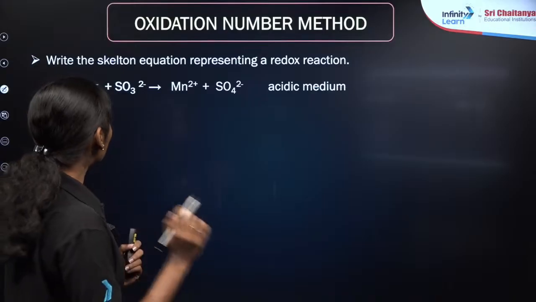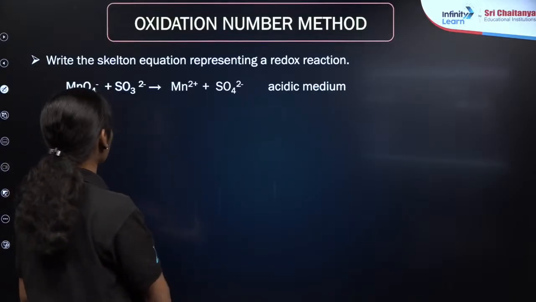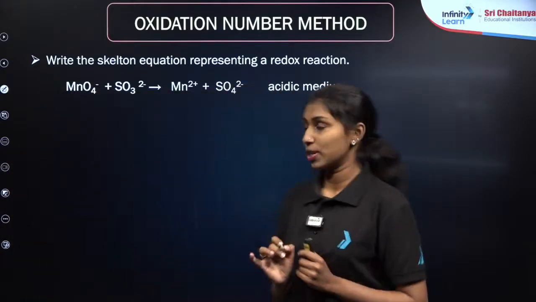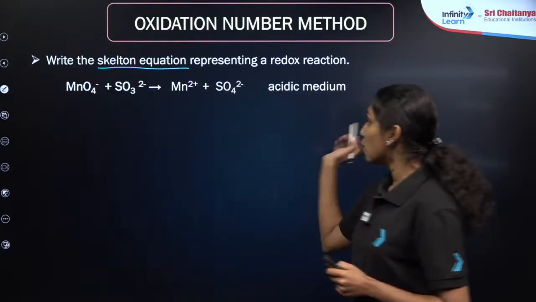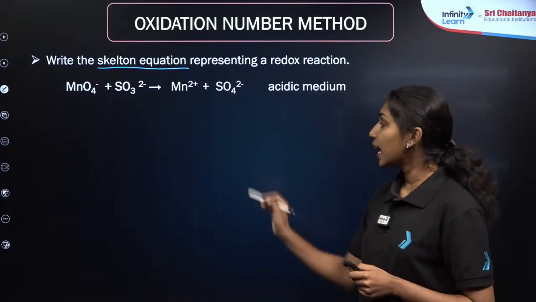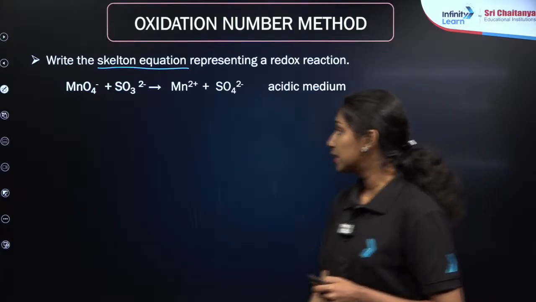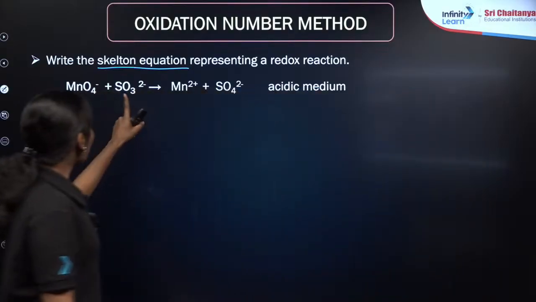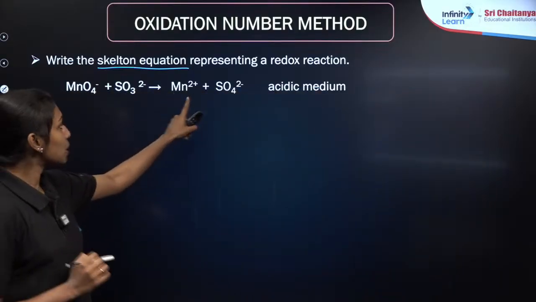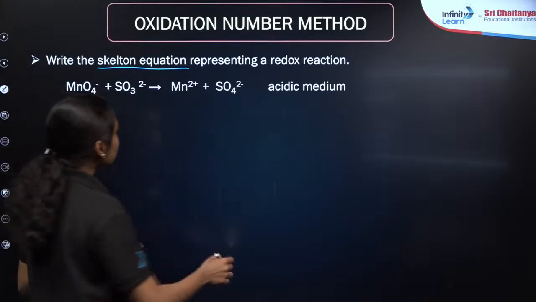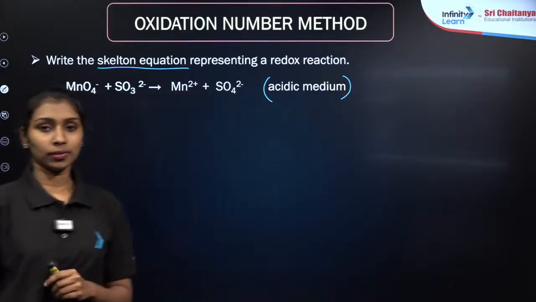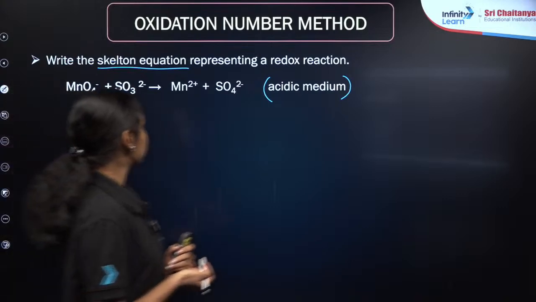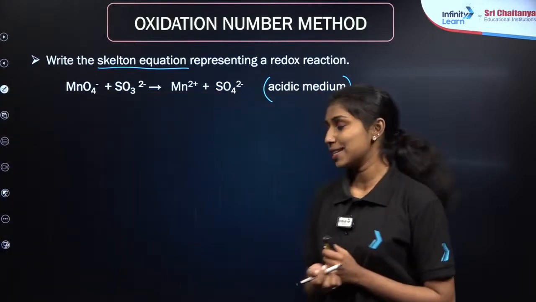The first rule of the oxidation number method is that first you have to write the skeletal equation, representing the redox reaction. As you can see, I have given an example here, that is MnO4 minus plus SO3 2 minus gives Mn2 plus plus SO4 2 minus, and it is also given that it is in the acidic medium. Are you ready to do the balancing?